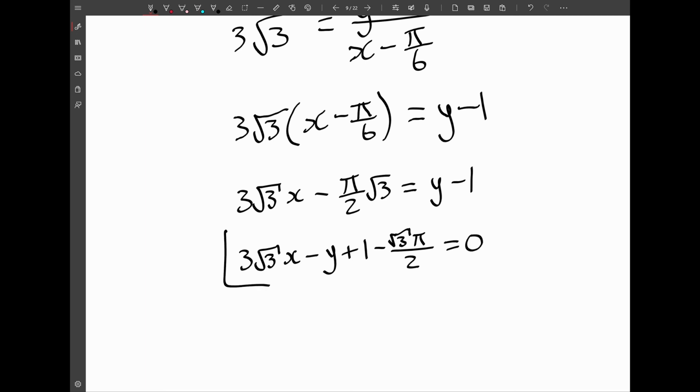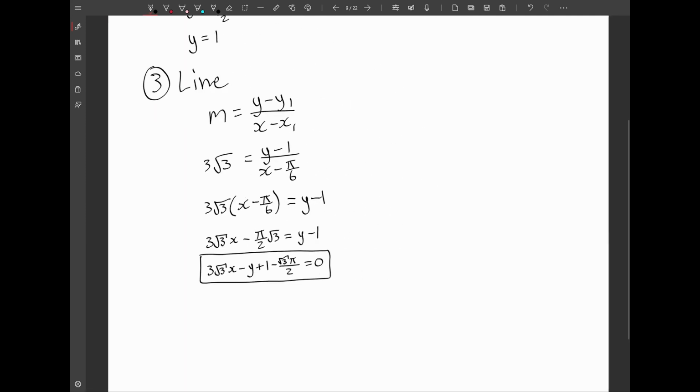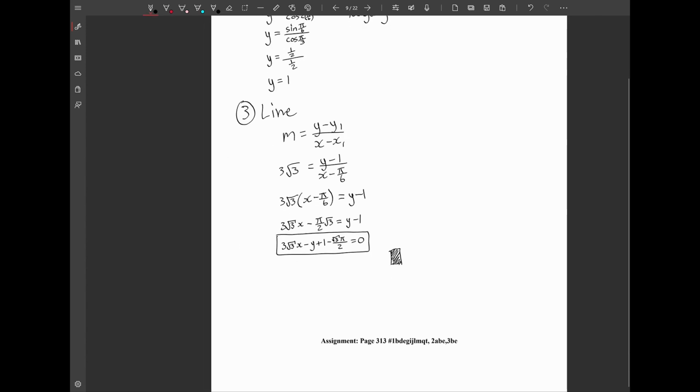And hey, that was what we were originally given. That's our line. All done. Proven. There's our little square of proof. We did it! Hooray!